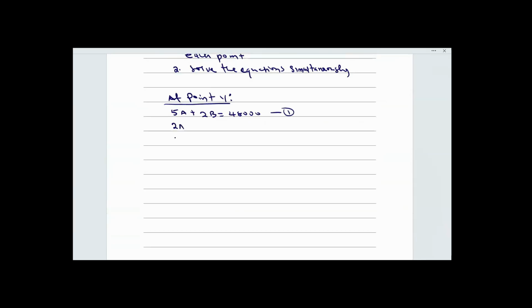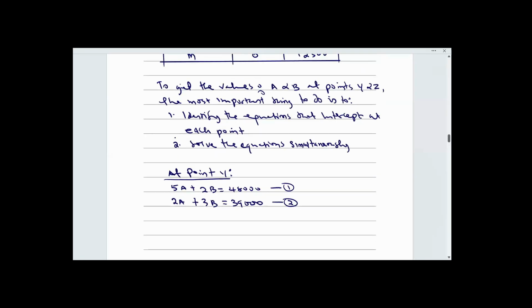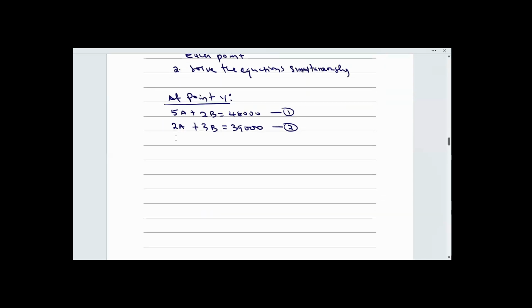2A plus 3B equal to 39,000. So let's identify all the equations at once. Or let's solve this one first. So the second, we have identified at point Y, the two equations. So let's solve using simultaneous equation.